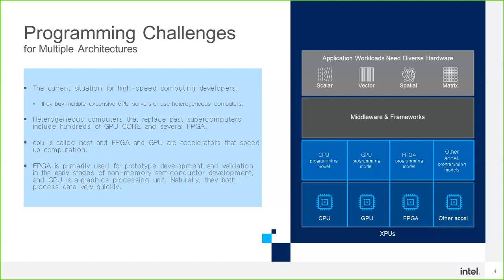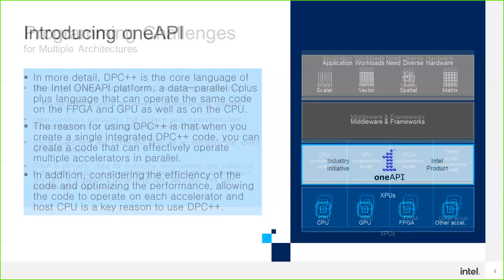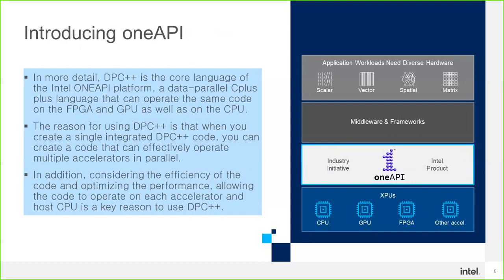In more detail, DPC++ is the core language of the Intel oneAPI platform, a data parallel C++ language that can run the same code on the FPGA and GPU as well as on the CPU. The reason for using DPC++ is that when you create a single integrated DPC++ code, you can create code that can effectively operate multiple accelerators in parallel.